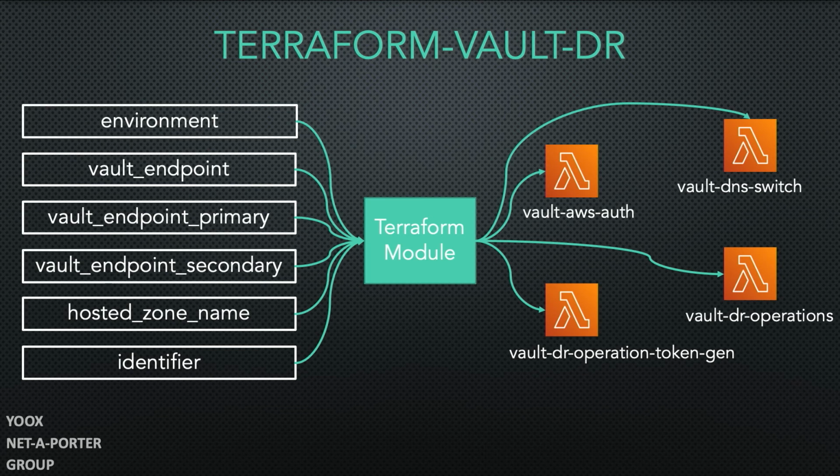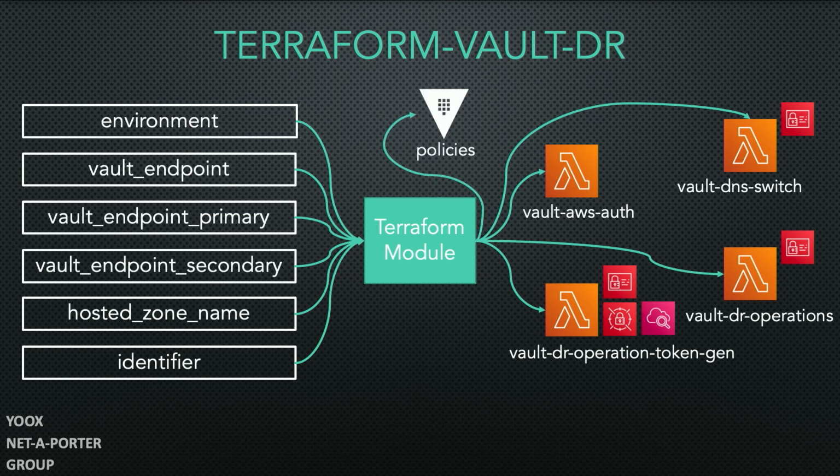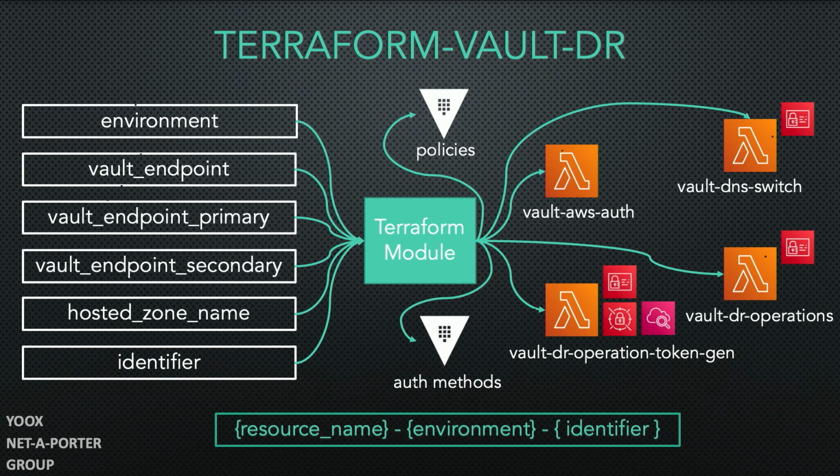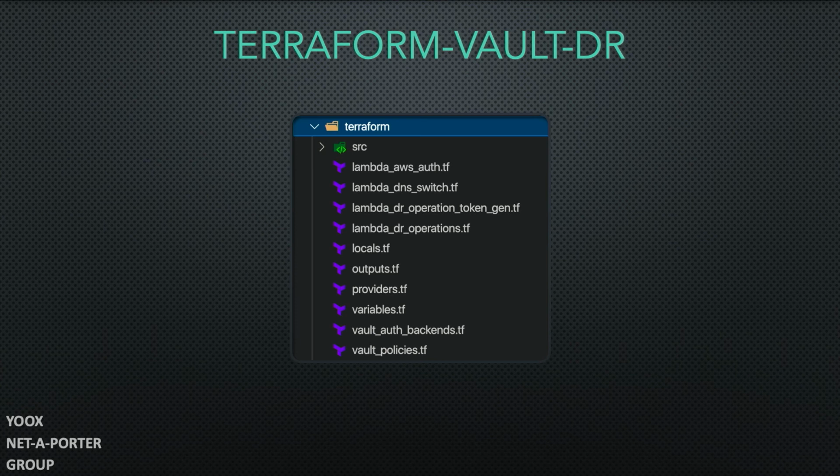Now this module will produce our 4 Lambda functions that we saw before, with also all the resources around them, and it will also deploy the vault policies needed and the auth method roles on both. Every resource will have its own unique name as resource name-environment-identifier. Now we can take a quick look at locals.tf.